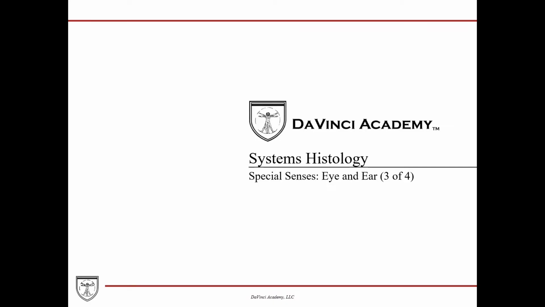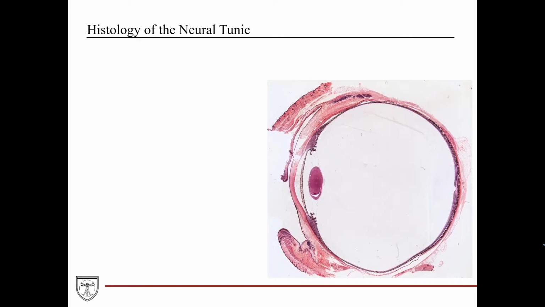Welcome back. In this third special senses lecture, we'll wrap up the histology of the eye by looking at the detailed histology of the neural tunic of the eye. In discussing the neural tunic histology, it's actually helpful to look back on how this tunic develops embryologically, because it is comprised of the two embryonic tissue layers, which grew directly out of the developing brain.